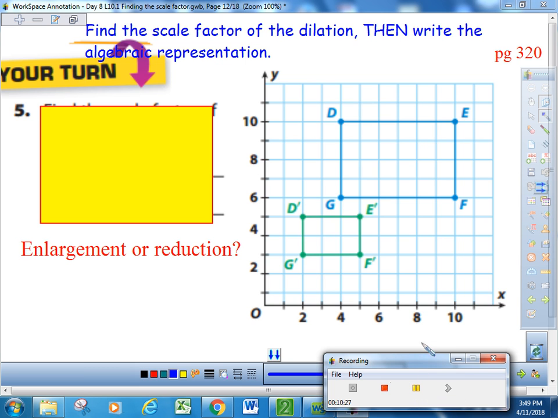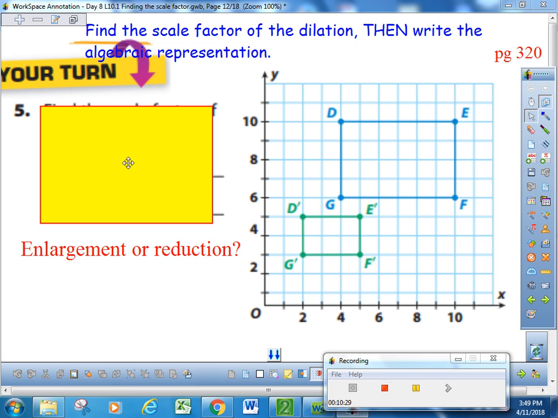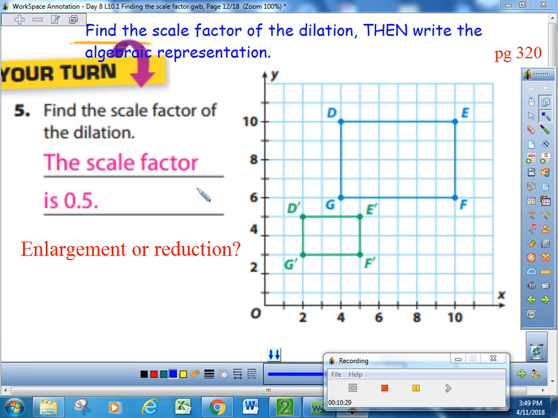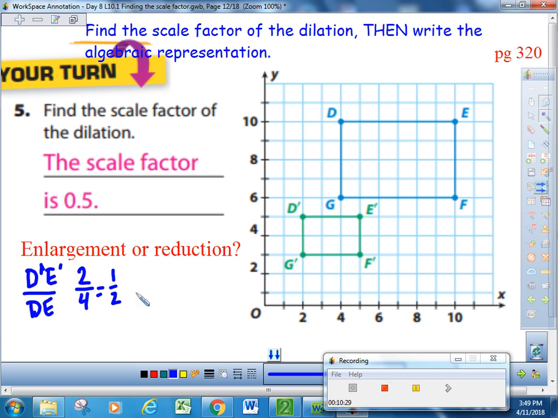All right, you should have finished. Scale factor is 0.5 or a half, and you could have picked either of these sides, D prime E prime over DE, or you could have picked E prime F prime. They're both going to be the same. We have 2 over 4, which is 1/2.